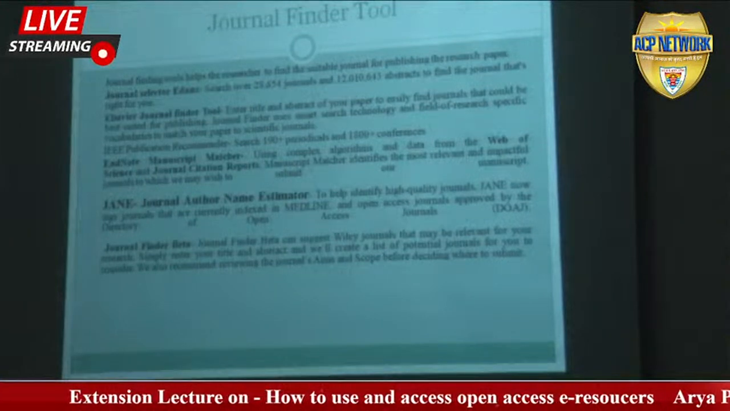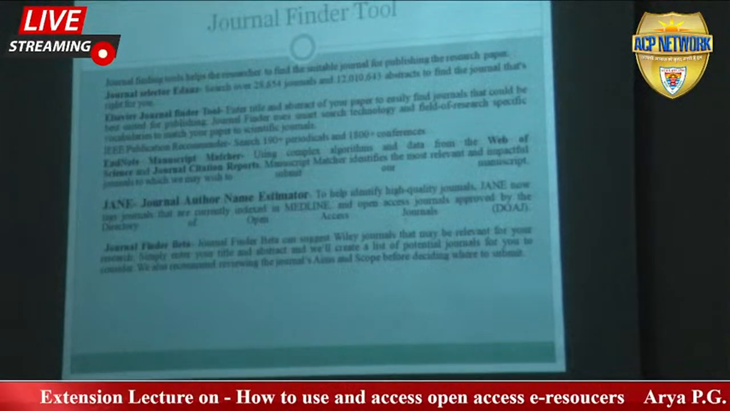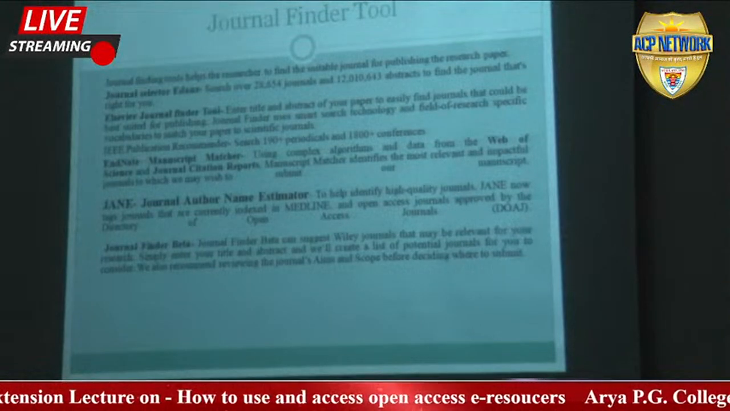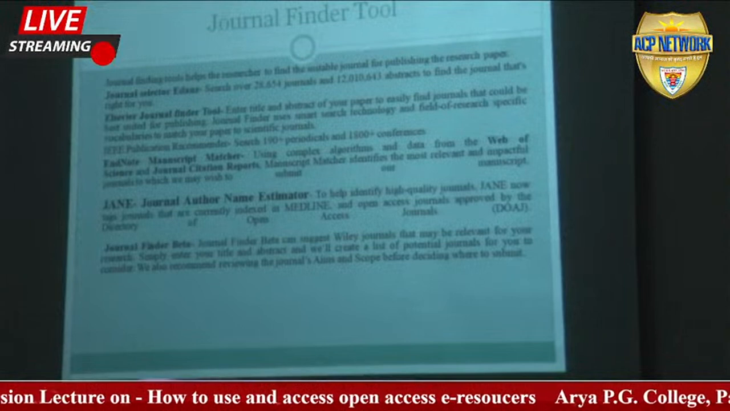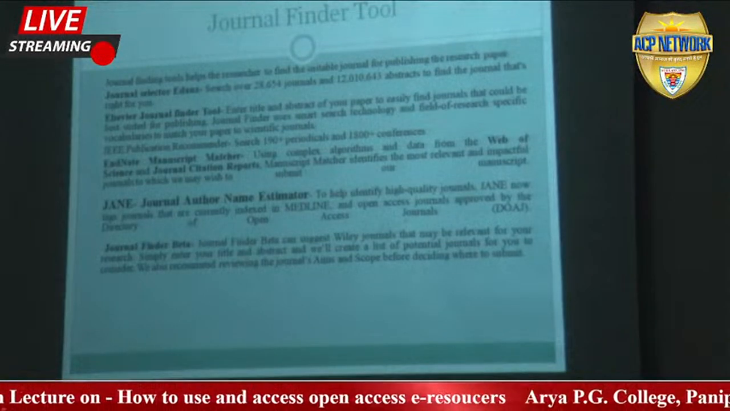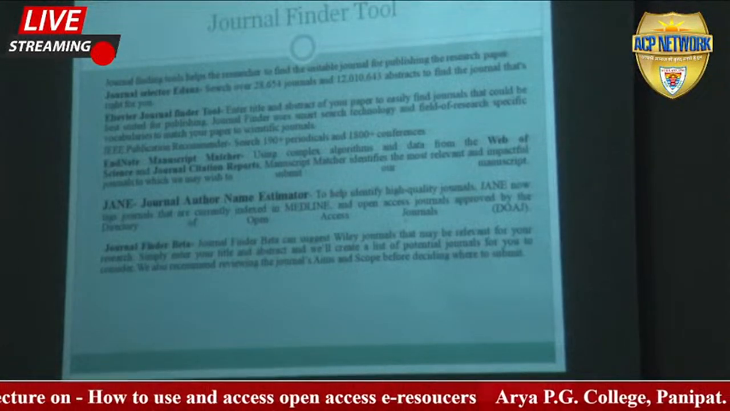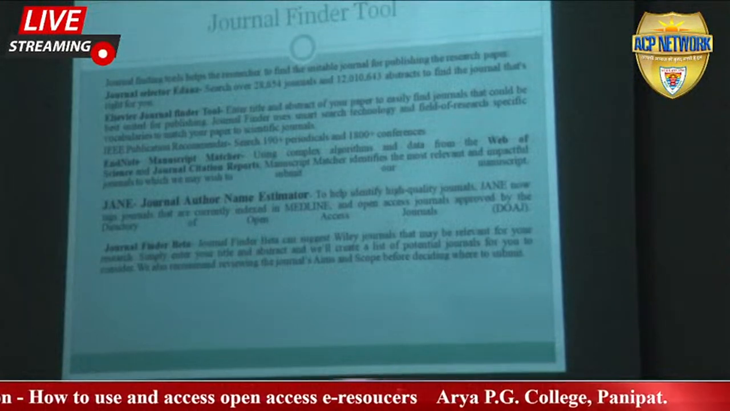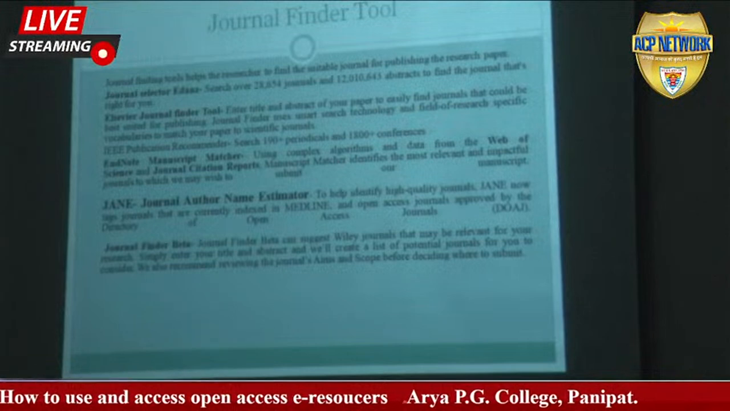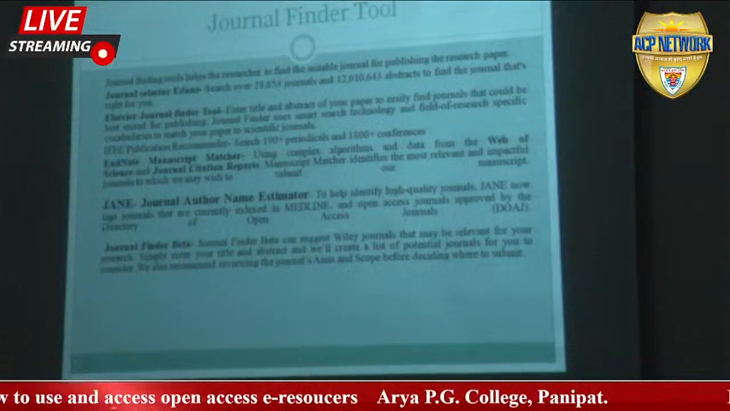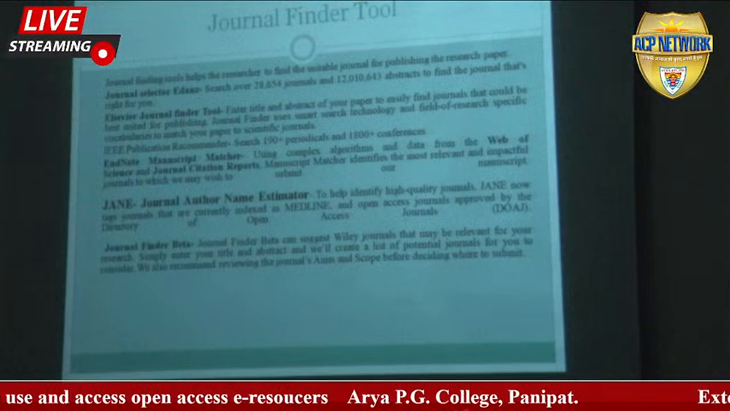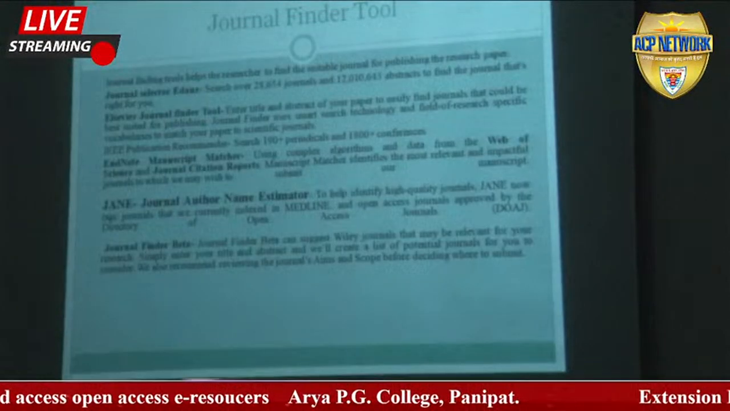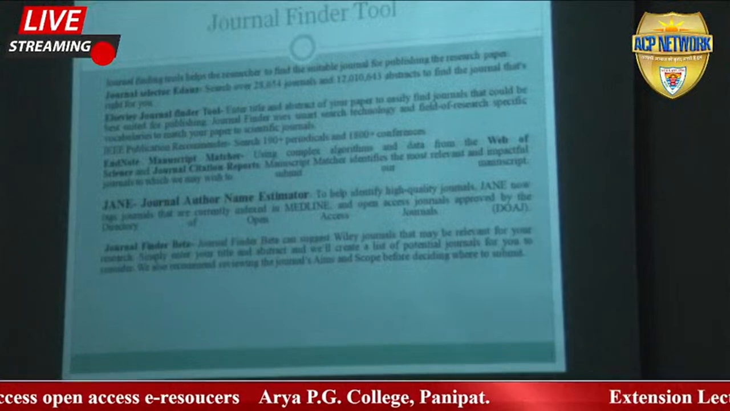After that, there is the EndNote Manuscript Matcher. That is also a journal finder tool. When you click on that, it works through an algorithm that is connected with the Web of Science and Journal Citation Reports. When you put in your title and your abstract, it also provides the list. Through the different types of journal finder tools, you can get the best journal suitable from your research point of view.